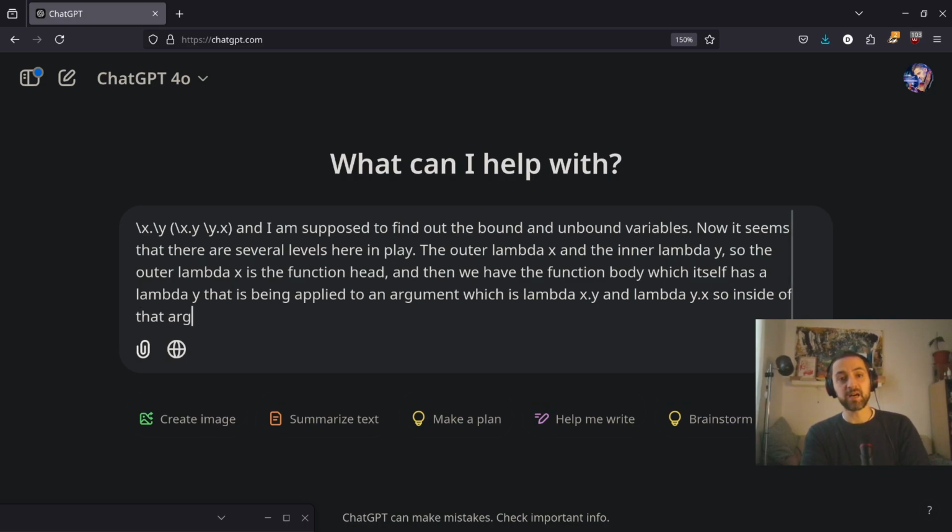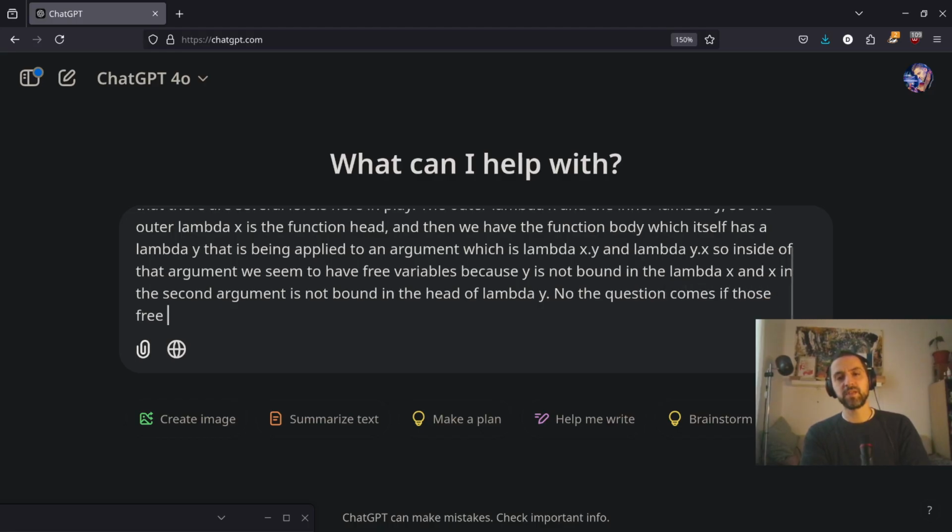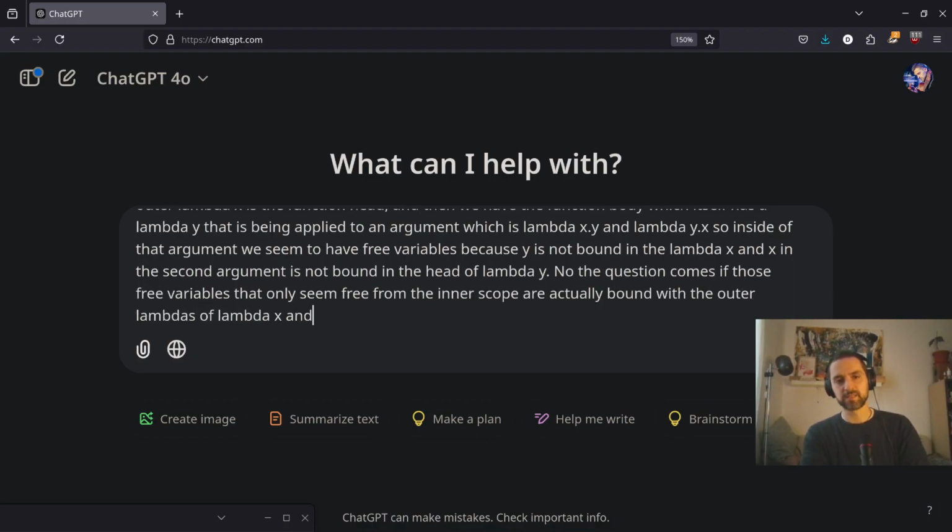So inside of that argument, we seem to have free variables, because y is not bound in the lambda x, and x in the second argument is not bound in the head of lambda y. Now the question comes, if those free variables that only seem free from the inner scope are actually bound with the outer lambdas of lambda x and lambda y.